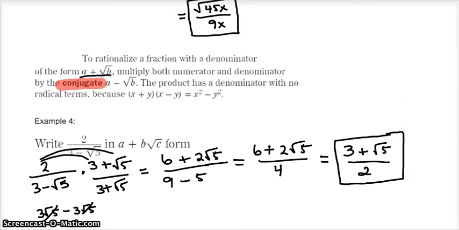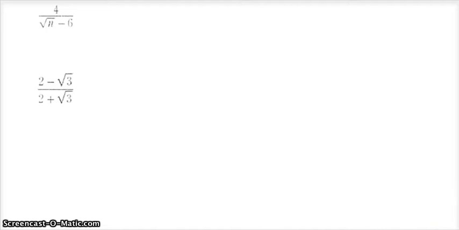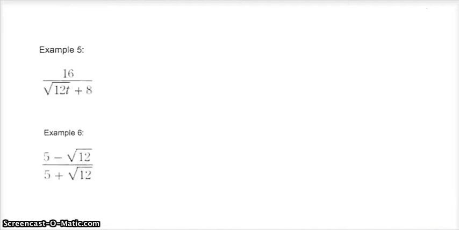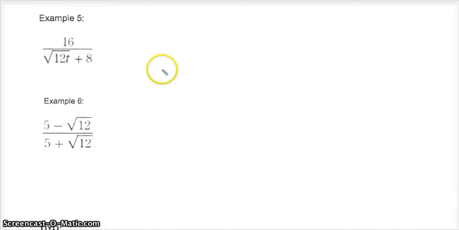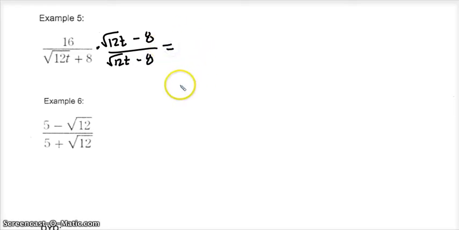All right, let's check out the back. Example number 5, I'm going to multiply the top and the bottom by the conjugate. The square root of 12t minus 8 divided by the square root of 12t minus 8. Again, top and bottom by the same number, which is the conjugate of the denominator.